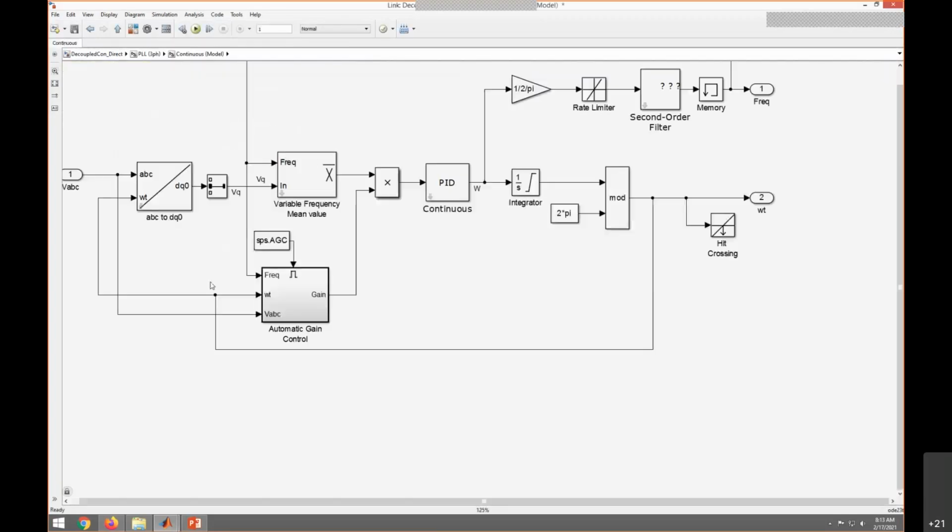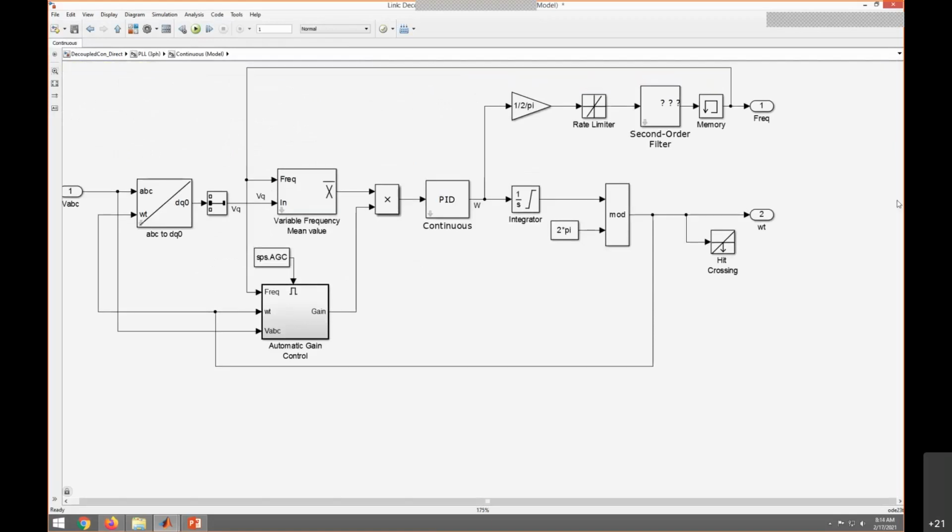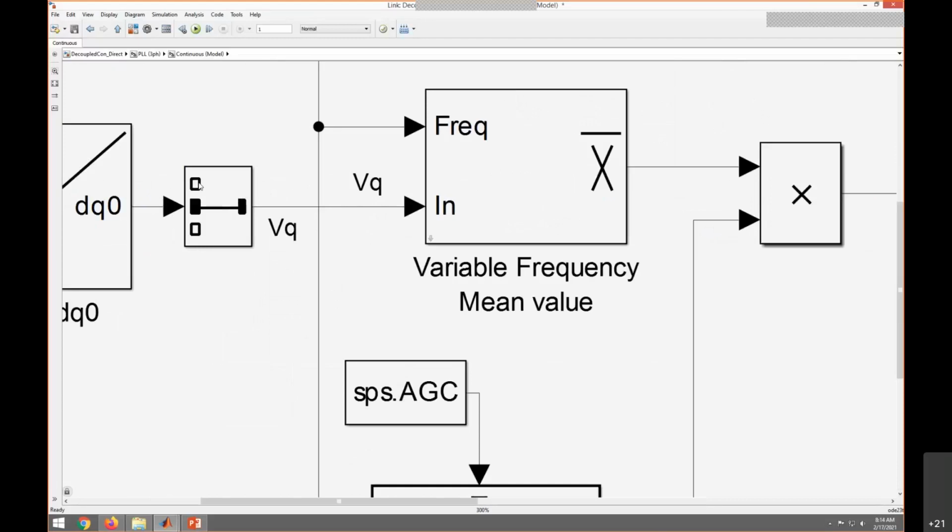So you can see this, right? This is the synchronous reference frame based PLL. VABC is first transformed into DQ quantities, the DQ reference frame. We already discussed that VD consists of the magnitude term, and VQ has the frequency, the phase angle information. Here they are not using the magnitude, so they select only VQ.